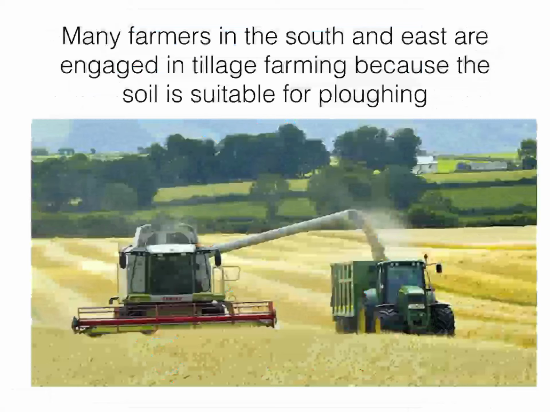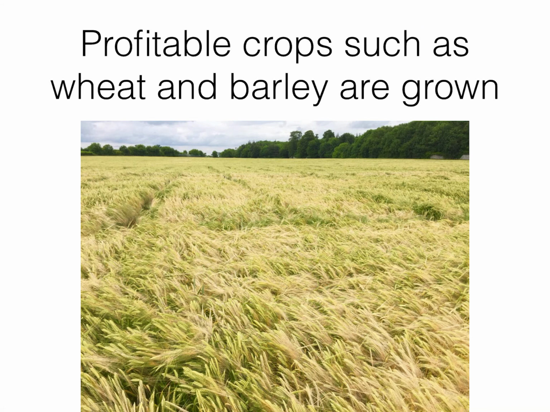So farmers over in the south and east can do tillage farming. So they can grow crops. And the soil is deep enough, it's fertile enough, and it's suitable for corn. So it's making them more money. So comparing a farmer in the south and east of Ireland to the farmer in the BMW, there's no comparison. They can grow profitable crops such as wheat and barley.